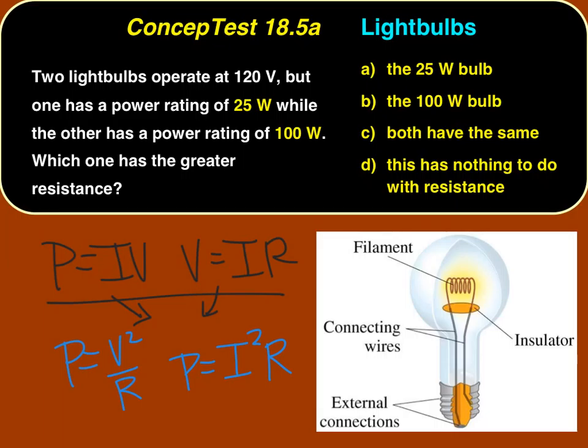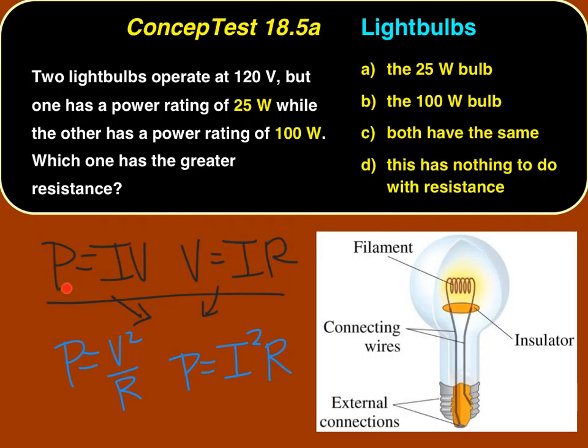Two light bulbs operate at 120 volts, but one has a power rating of 25 watts, so that'd be a pretty dim light bulb. The other has a power rating of 100 watts, which is a pretty bright light bulb. Which one has the greater resistance? We've seen this question also in, I think, our homework.